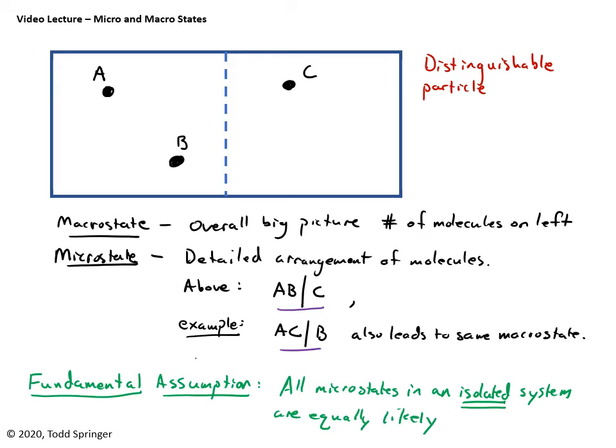Equally likely, meaning that it's equally likely for particle A to be on the left or on the right, and it's equally likely for particle B to be on the left or on the right. And another way of saying is that this one here with AB on the left is equally likely as AC to be on the left. So all of the different arrangements are equally likely, equally probable. But all of the different macrostates will not be equally probable because there might be more microstates leading to the same macrostate. So we'll do an example working this out.